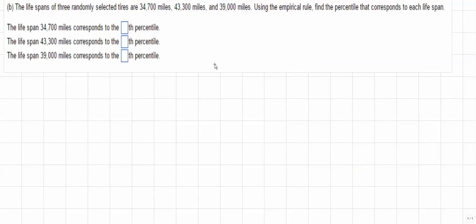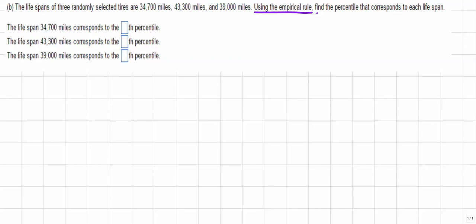Alright, part B states the lifespans of 3 randomly selected tires are 34,700 miles, 43,300 miles, and 39,000 miles. Using the empirical rule, find a percentile that corresponds to each lifespan. The lifespan 34,700 miles corresponds to the nth or blank percentile, and then that asks the same thing for 43,300 miles and 39,000 miles. So in order to do this, we need to fully understand what the empirical rule means.